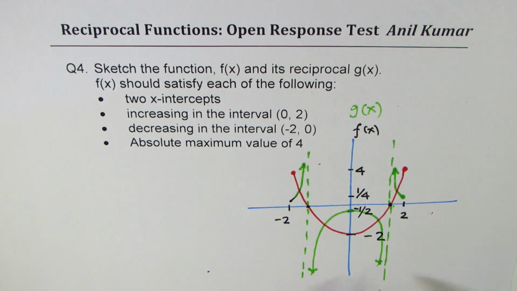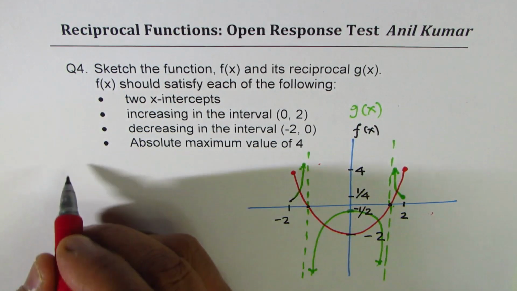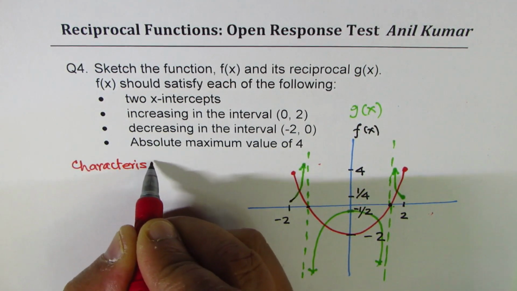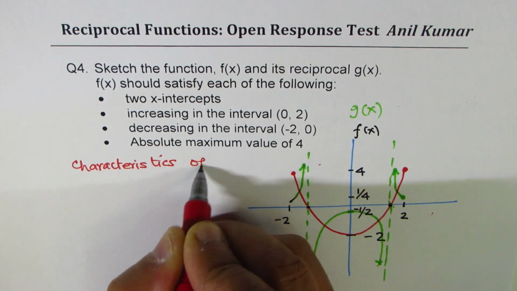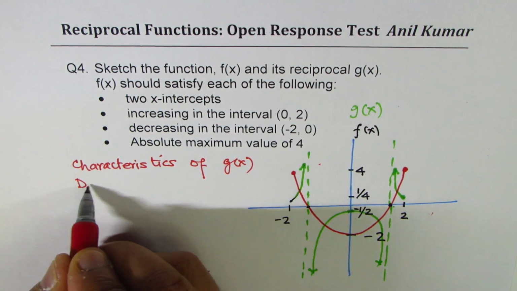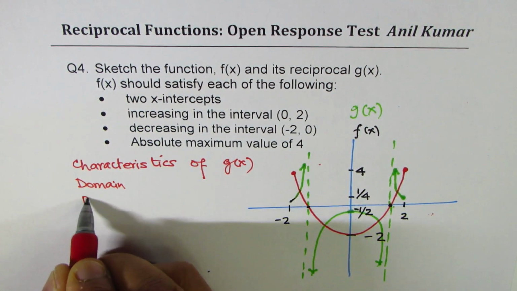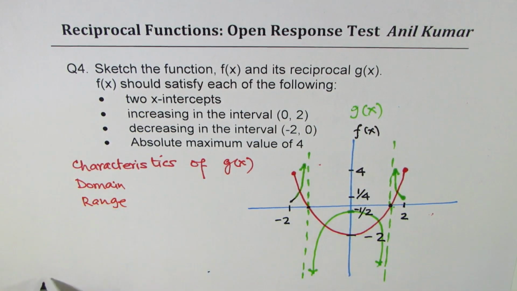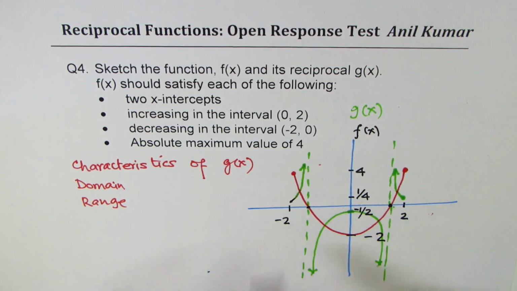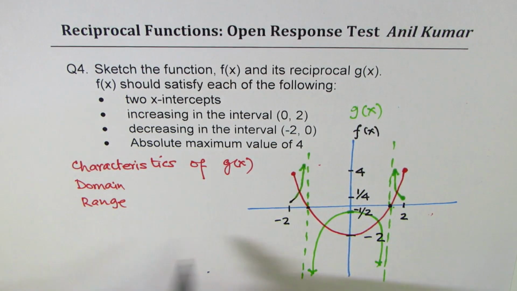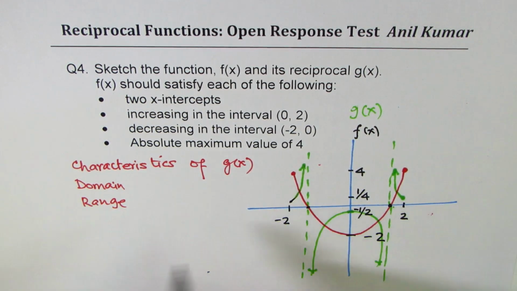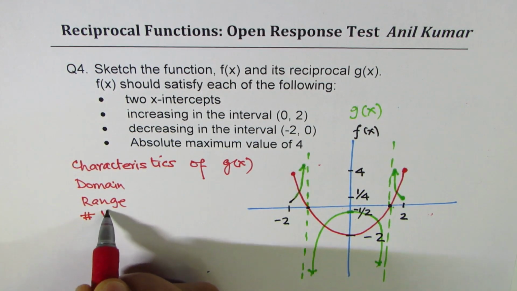Now, I've already given you the graph. You need to write characteristics of the reciprocal function g of x, correct? So include things like domain, range, right? So you could include these things. You don't know really the equation of the intercepts, but you could write approximately. You could assume some value here, and then you can write at least the number of vertical asymptotes.